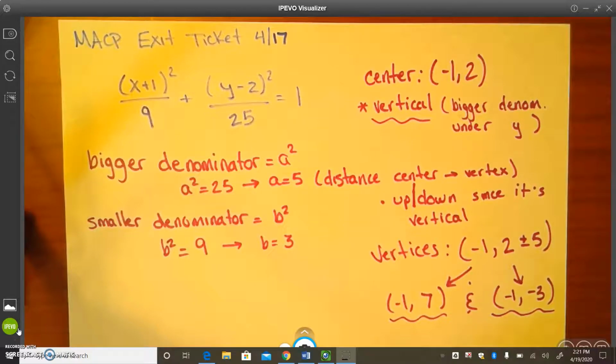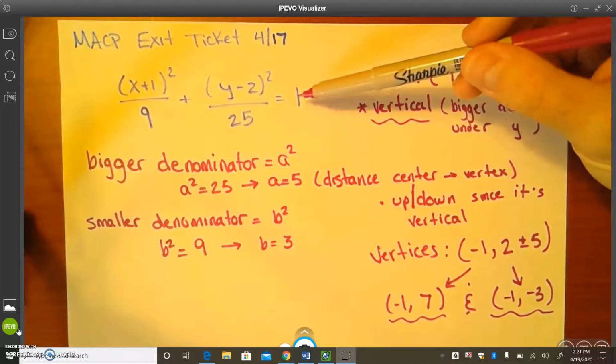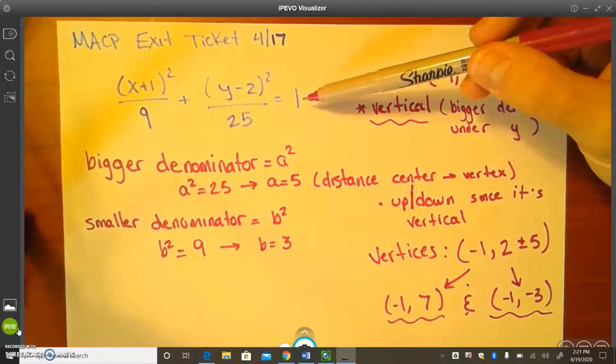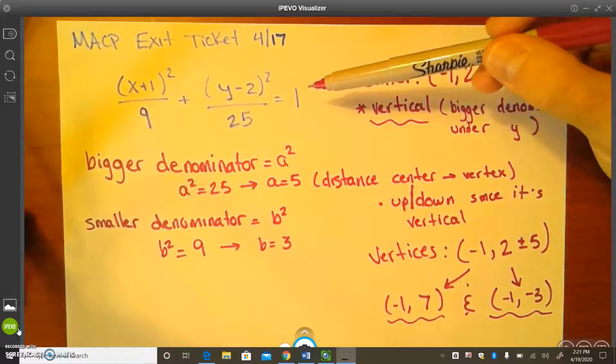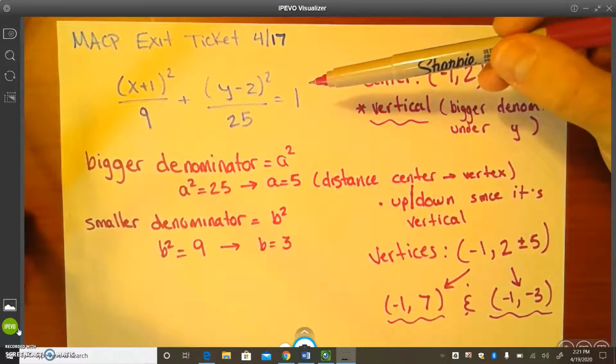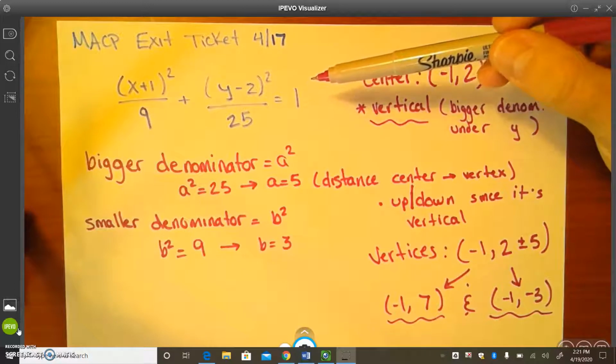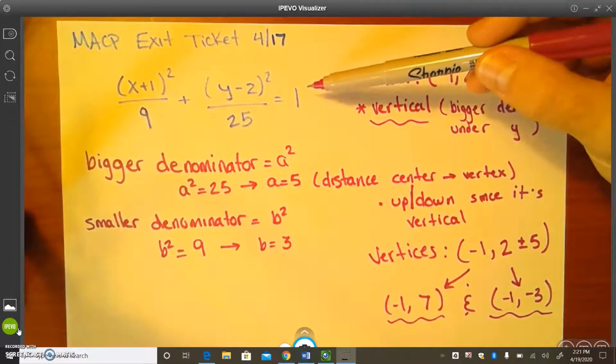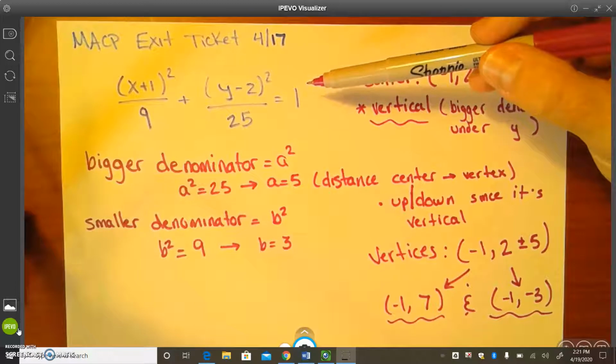Good morning, folks. What you're looking at is the solution to the exit ticket from yesterday's Google form. I believe this was the equation that was put in the Google form. It asked for a couple pieces of information. First, it asked what orientation the ellipse was, whether it was vertical or horizontal. That's a quick bit of info to pull as long as you know what to look for.